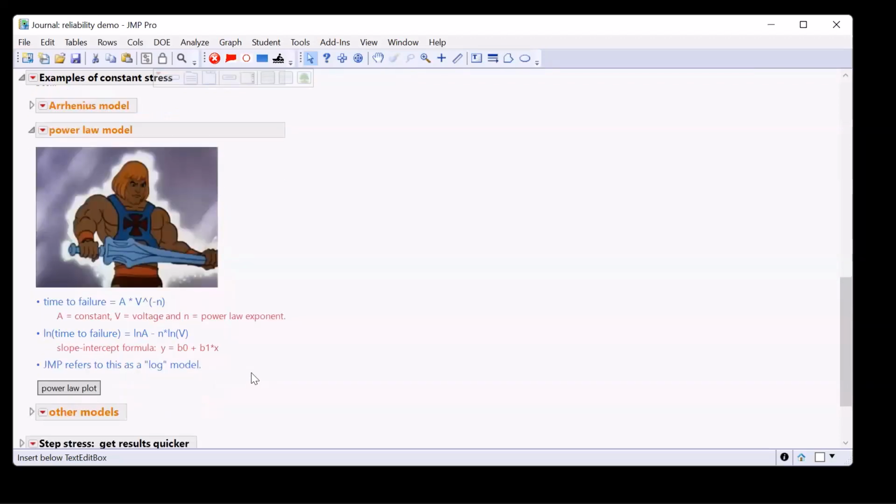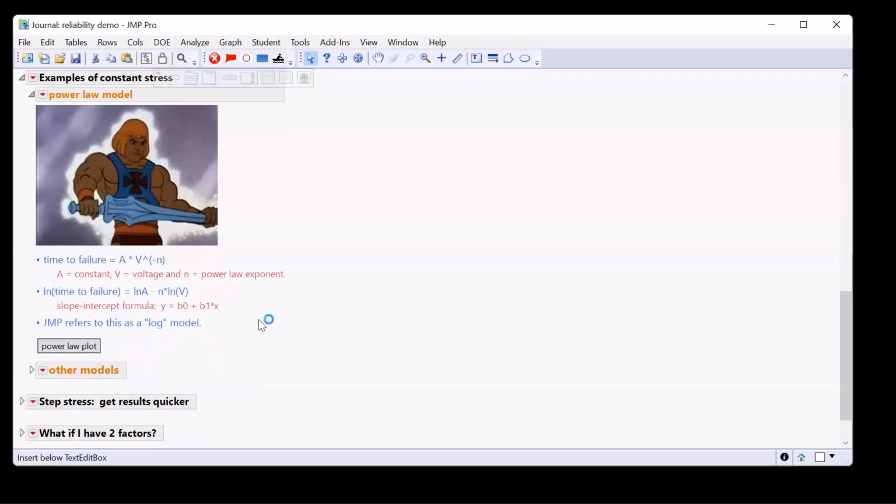JMP refers to this model a couple of different ways. It calls it the log model. It also calls it the voltage model, because depending on the industry you're in or what literature you're reading, it's used a couple of different ways. So for completeness, JMP put both of them into the help.